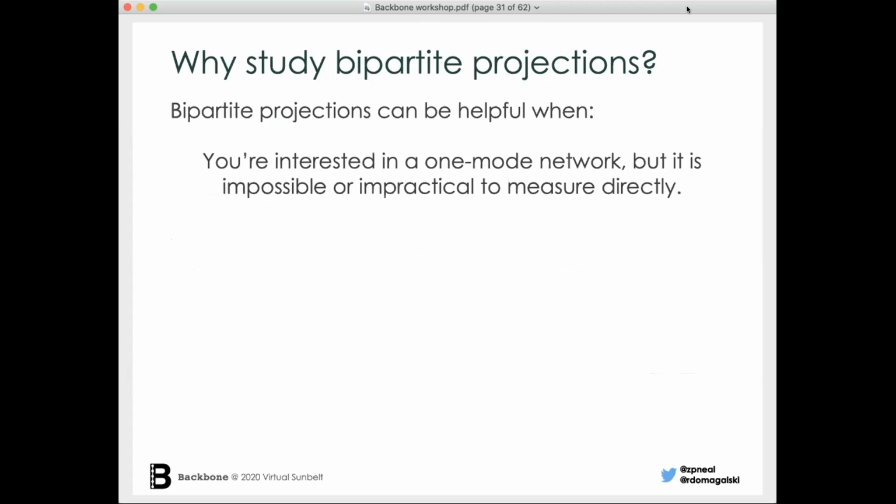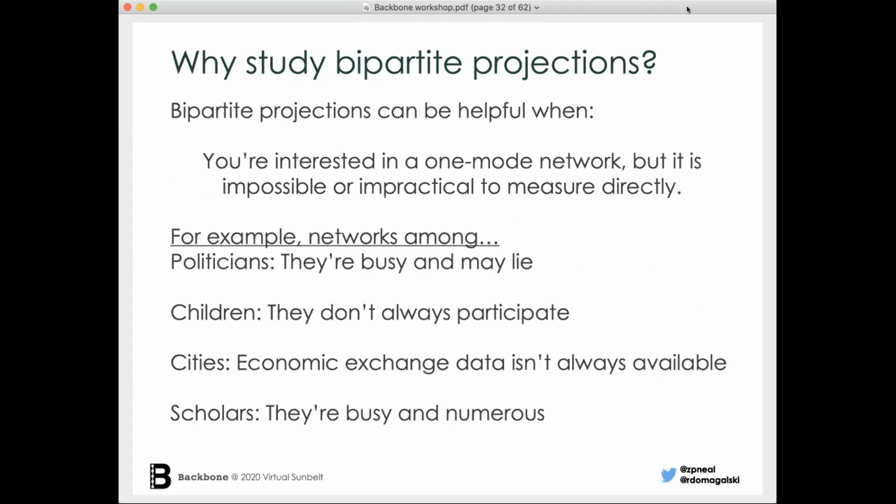And that's a case where you're interested in a one-mode network, but that one-mode network you're interested in is impossible or impractical to measure directly. So where might that happen? Well, we can think of a couple different contexts. So for instance, if we're interested in a one-mode network among politicians, that could be difficult to measure directly because politicians are busy and they might have good reasons to lie or to conceal their true relationships.